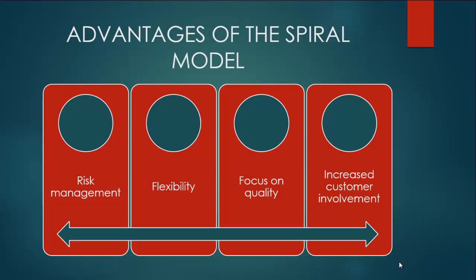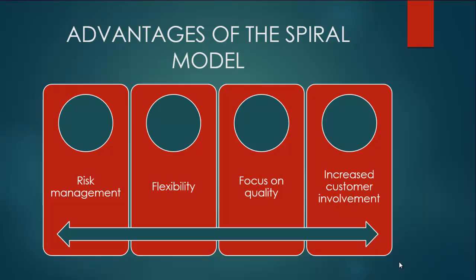We go to the next advantage of the Spiral model: flexibility. The Spiral model is flexible and allows for changes throughout the development process. What that means is simple: the team members can adapt to changing requirements to meet users' needs as they arise. It focuses on quality. The Spiral model emphasizes testing and validation at each stage of development, and this, of course, can help improve the quality of the final product.